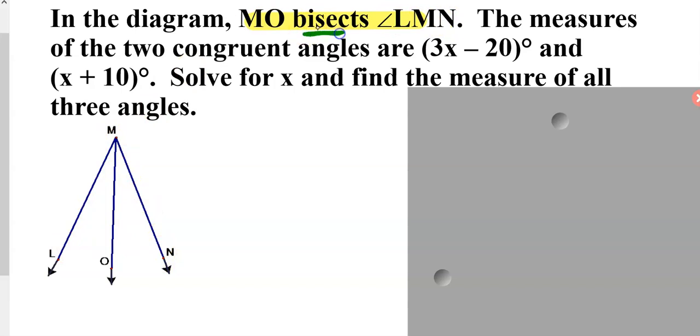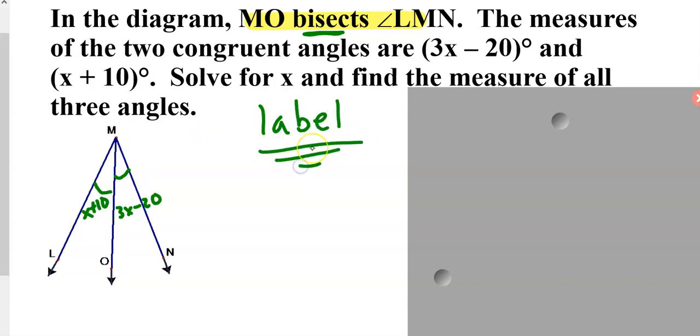It's bisected. So again, I can come over here and mark that they are congruent, the two inside angles. The measures of the two congruent angles, so what I just marked, are 3x minus 10. So I'm going to just mark this one as 3x minus, I'm sorry, I said 10, and it should be 20. Kind of looking ahead here. And the other one is x plus 10. So again, I'm labeling my diagram. Super important, okay? It's asking us to find two things. Solve for x, then the measure of all the angles.